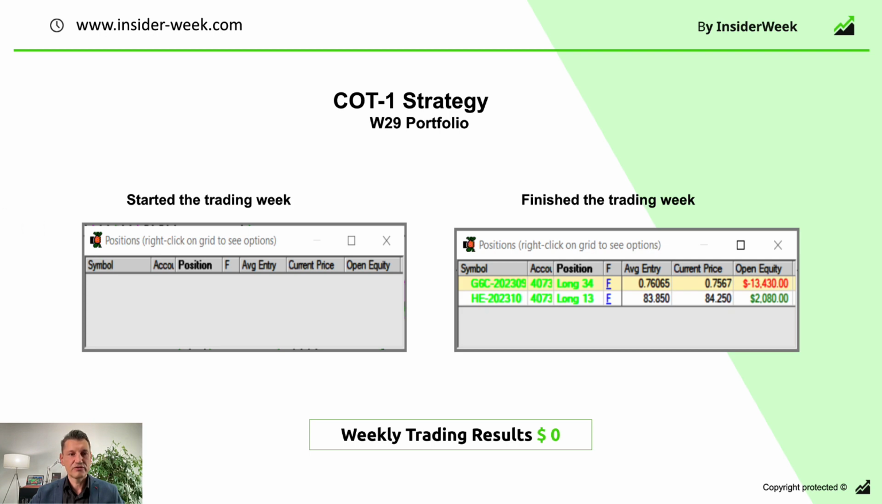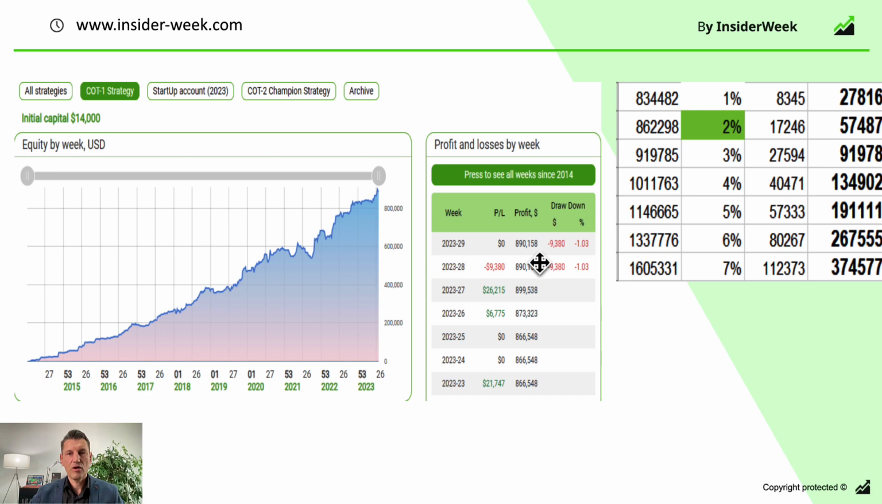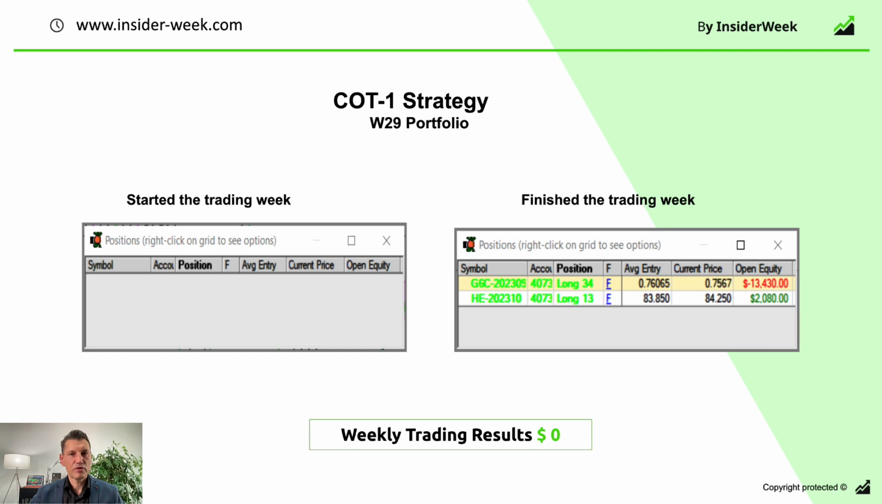CFTC trading strategy, I trade on CFTC trading account. The account size is $890,000. As you can see, I trade here a range between 1 and 2%. I started in the last trading week with an empty portfolio, and I finished the trading week with 2 positions in my portfolio. I'm long in Canadian dollar and I'm long in lean hogs. The weekly trading result is 0 because I didn't close any trades during the last week.